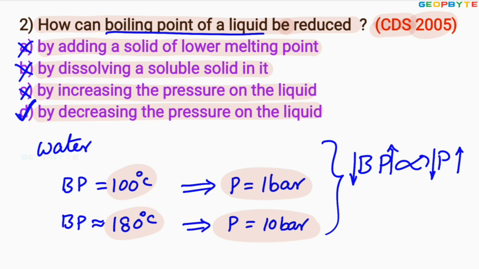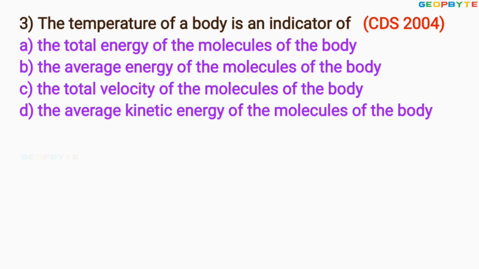Similarly, the next one. Look at the third one, asked in 2004 for the CDS exam. The temperature of a body is an indicator of. Dear friends, remember in case of gas, the average kinetic energy of the gas is representing the temperature of the body. Similarly, it is true for other bodies also. Anyhow, look at option A. The total energy of the molecules of the body? No, not total energy, only kinetic energy.